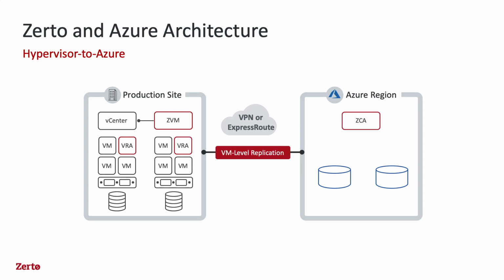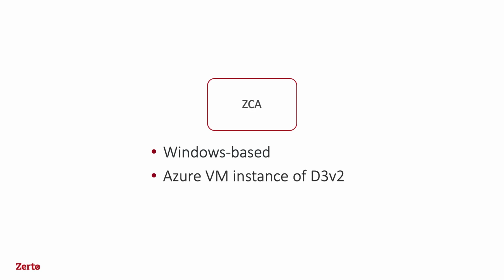In the Azure Public Cloud, Zerto uses a Zerto Cloud Appliance, or ZCA, to optimize the efficiency of resource consumption. The ZCA is a single virtual machine that combines the jobs of the Zerto Virtual Manager, or ZVM, and the Virtual Replication Appliance, or VRA, in a traditional hypervisor environment.